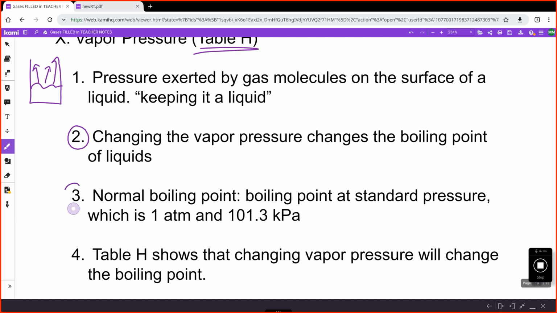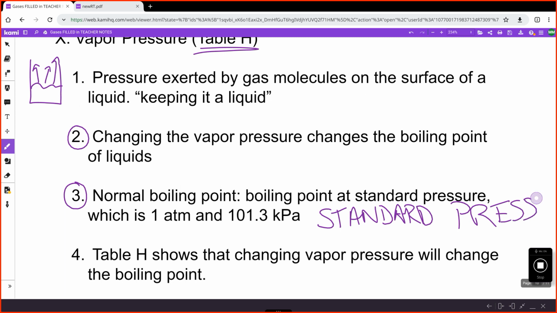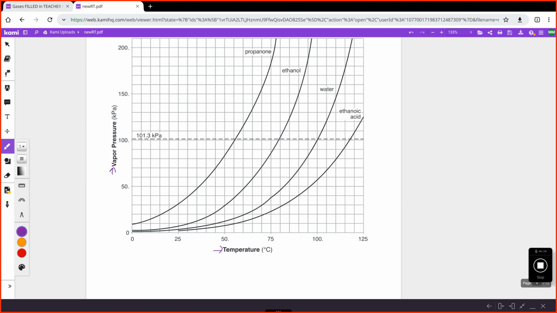For normal boiling points, we stick to standard pressure: 1 atmosphere, 101.3 kPa. Those will tell us the normal boiling points of a substance. For instance, at 1 atmosphere or 101.3 kPa, water has a boiling point of 100 degrees Celsius. I could use the table that's given to us to prove that. Here is our standard pressure value. It's even highlighted for us on this table.